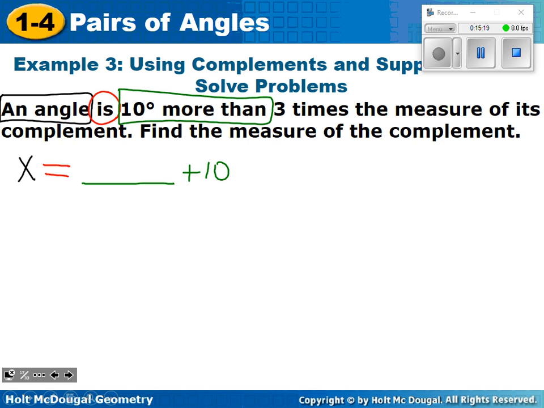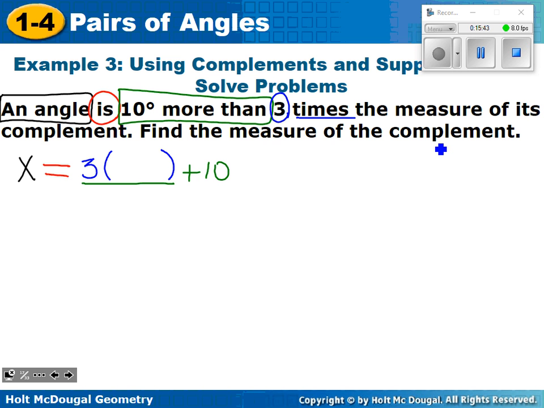So then we keep reading. It's 10 degrees more than 3 times. So that means I need to put down the number 3, and I need to multiply 3 by something, right? Times means to multiply. So I'm going to put parentheses here to indicate that I'm multiplying it by 3. Is that okay? Okay. It's 3 times what?